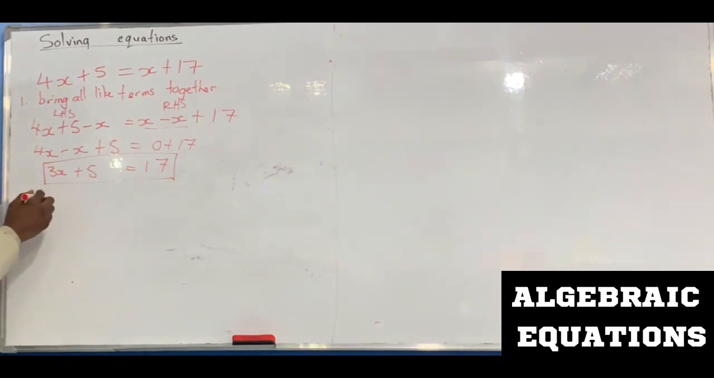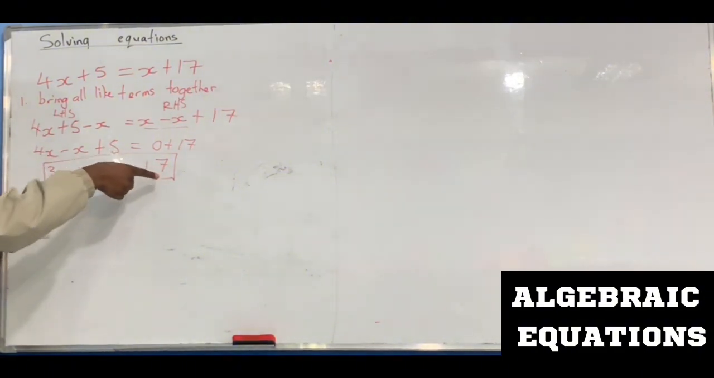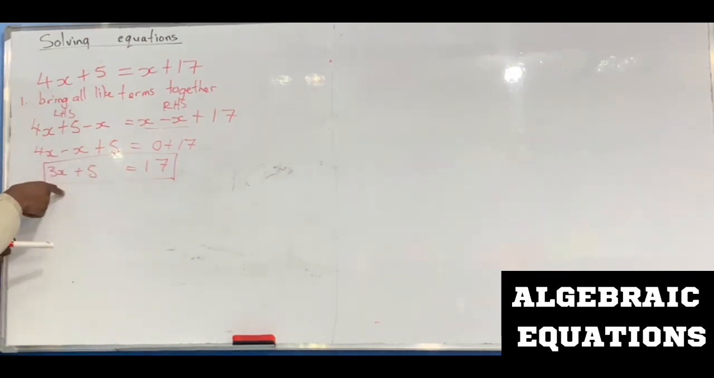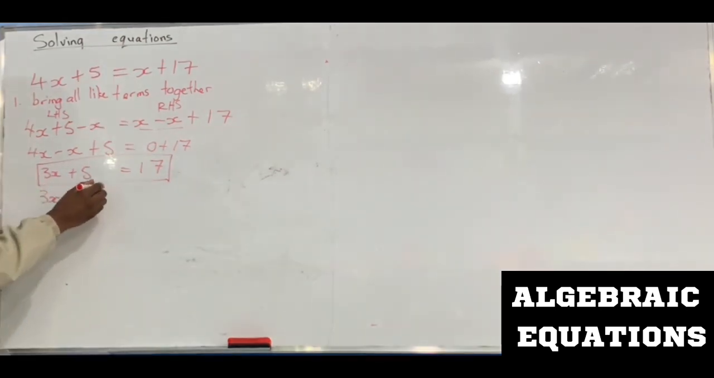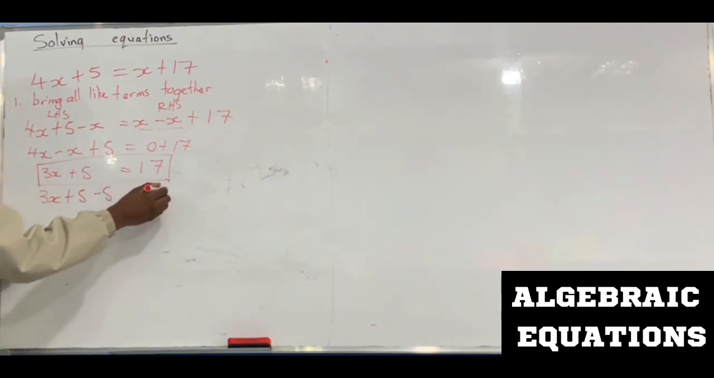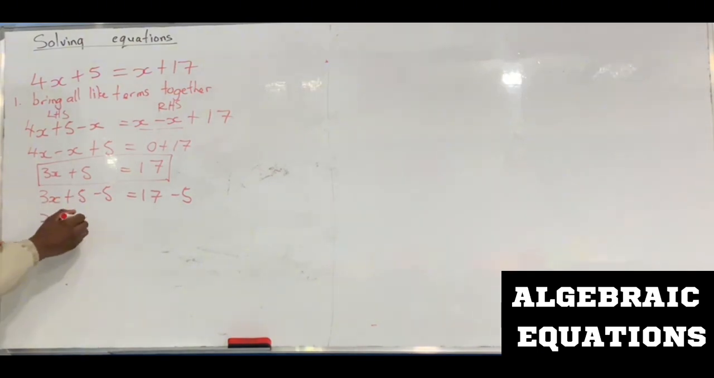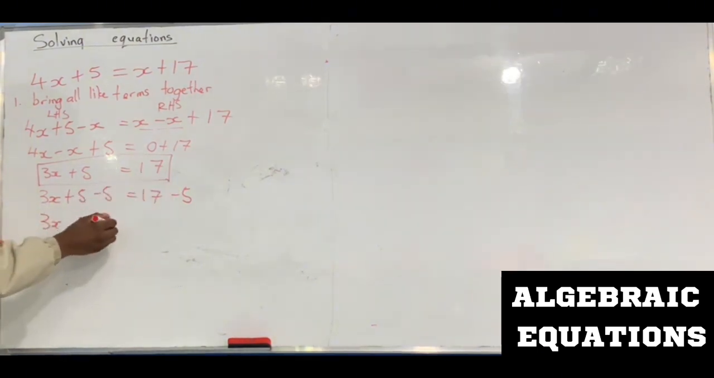We're just going to use our method of subtracting 5 from both sides. So 3x plus 5, we subtract 5 from the left, we also subtract from the right so that our equation remains its equality. Alright, 3x plus 5 minus 5 is equal to 17 minus 5. So 5 minus 5 is 0, 3x is equal to 12. 17 minus 5 is equal to 12.